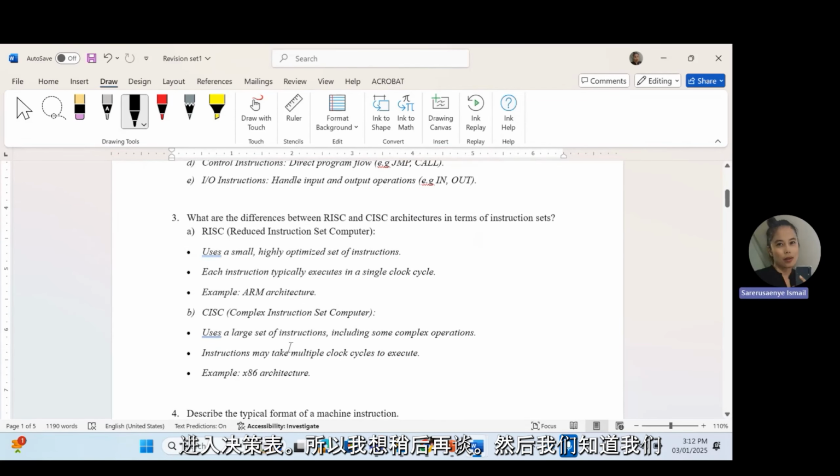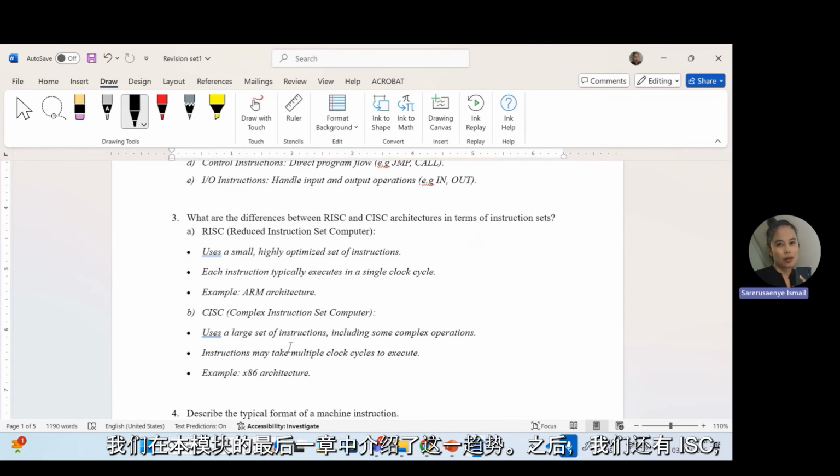Then we have complexity, which we call CISC, complex instruction set computer. This is the first computer architecture in the world. In short, ISA stands for instruction set architecture. These were developed by Intel. We have the x86 architecture and we have ARM architectures. These are the oldest versions, which started in the 1970s. We cover this trend in the last chapter of this module.